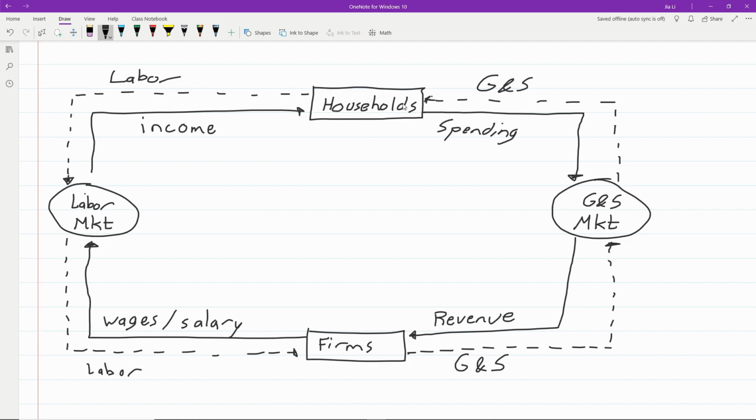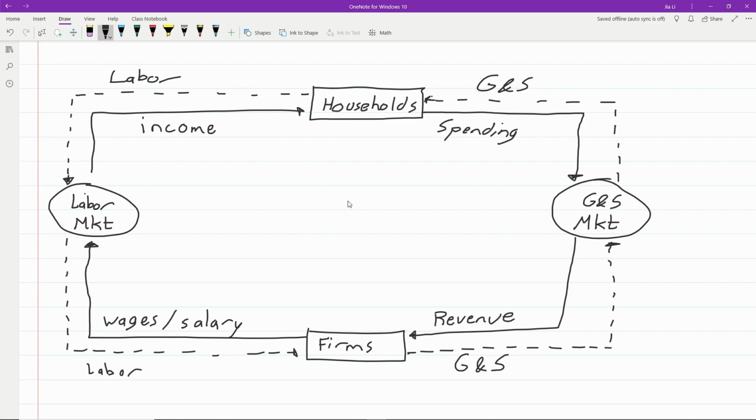Then, with that money, households can buy the things that they need, whether that is food, paying for rent, healthcare, transportation, hobbies, etc. They pay for those things here in the goods and services market, and that becomes revenue for the firms that make them, right? That's how the economy works at the most basic fundamental level.